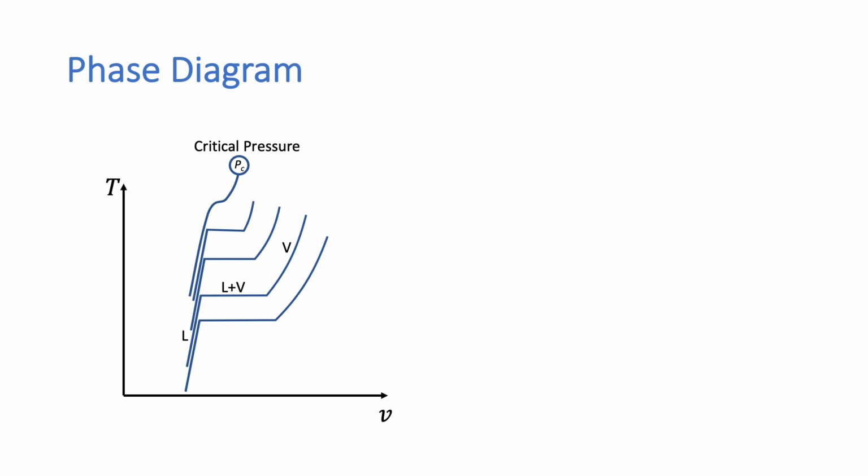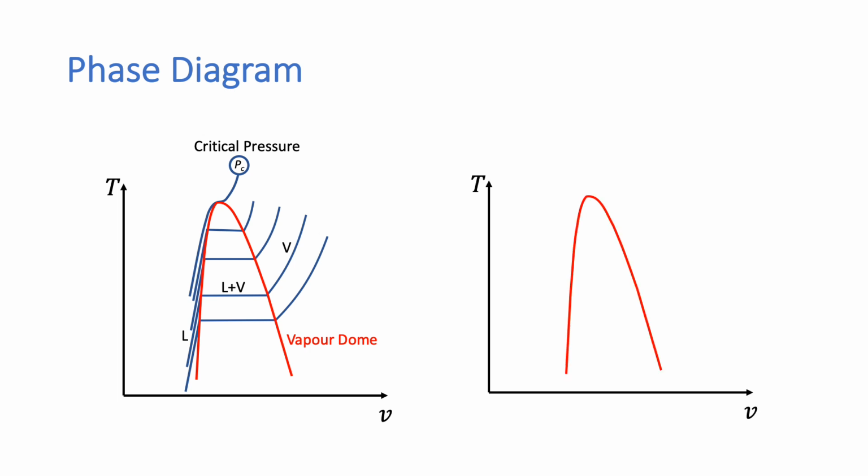Let us draw a complete set of isobars on a TV diagram. Then we draw a curve through all the turning points on these isobars. This curve is known as the vapor dome. So we draw the vapor dome by itself on a TV diagram. This vapor dome represents a phase diagram, which separates the different phases that can exist.